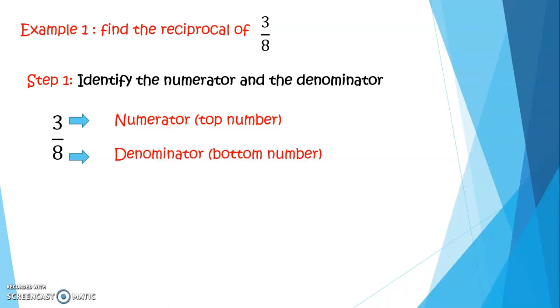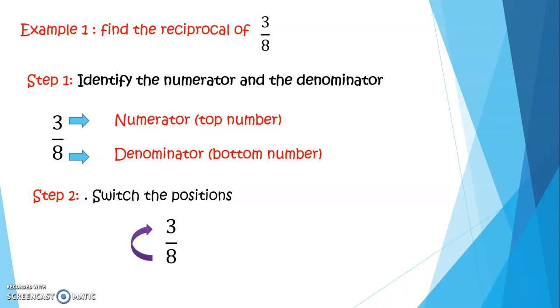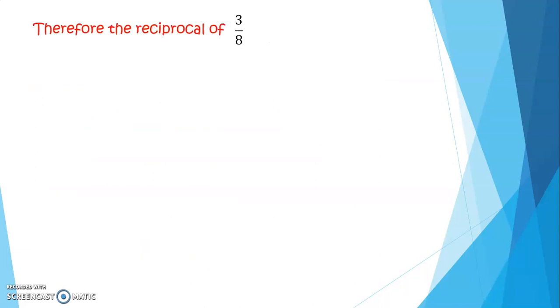In the second step, which is basically the last one, the only thing we're going to do is switch the positions in order to find the reciprocal. The number that was on the bottom now goes to the top, meaning that 8 is going to be the new numerator for our reciprocal fraction. Then we take 3 and send it to the bottom. So we have 8 over 3. This means that the reciprocal of 3 over 8 is 8 over 3.